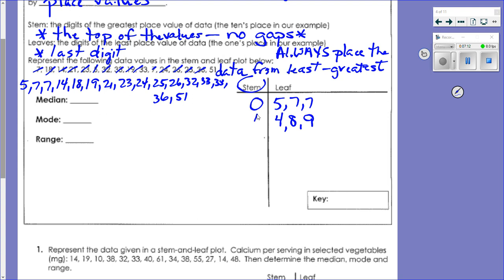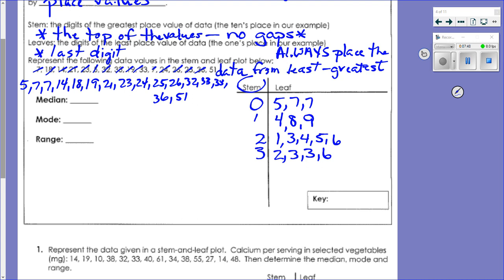So our next set of tens is the 2s. So I'll put a 2. For a 21, I have a 1 in the ones place. Then a 23, a 24, 25, 26. My next set of tens is a 3, so my next stem will be a 3. My ones on that one are a 2 for 32. Then I have a 33, an additional 33, 36.